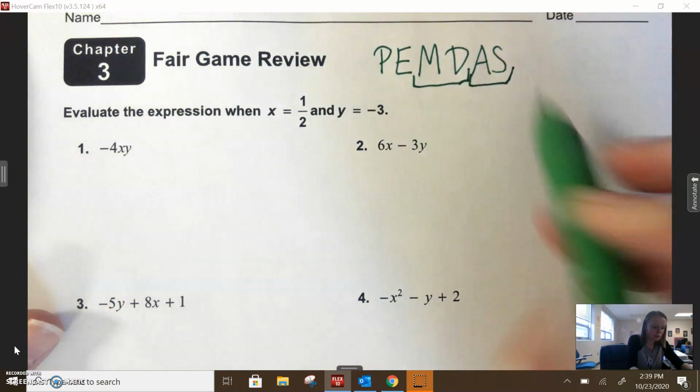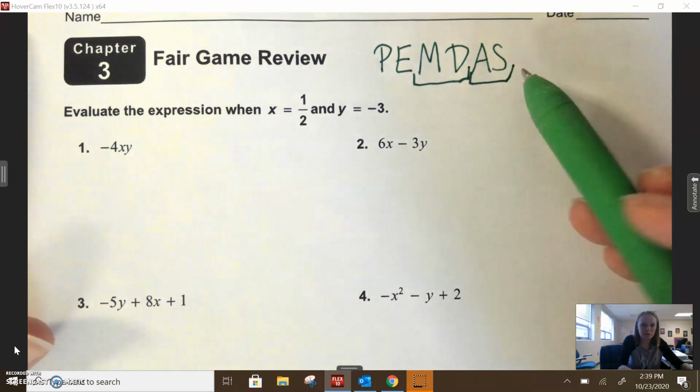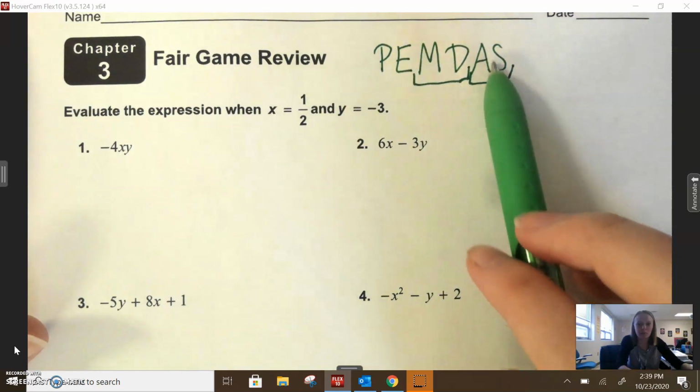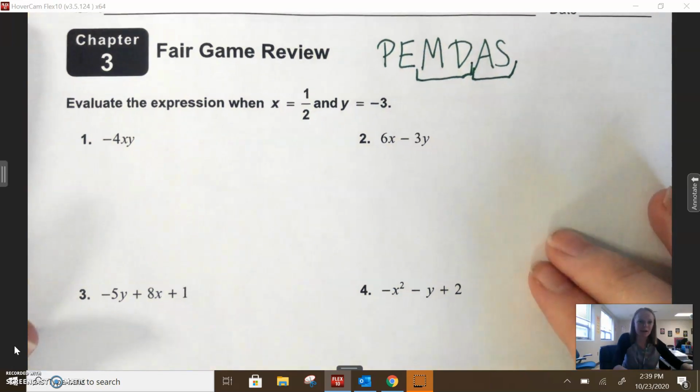Addition and subtraction, this is all one step too. If subtraction comes before an addition, you would do that. You have to go from left to right in a problem. These just tend to happen together.